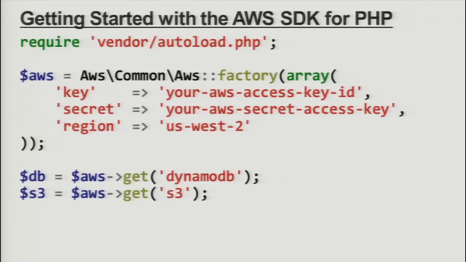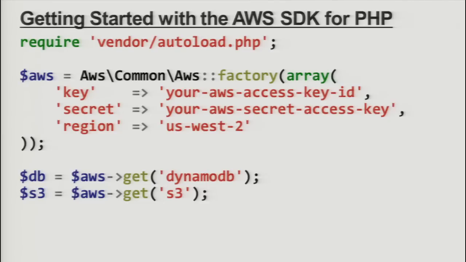And alternatively, rather than passing in an associative array, you could pass in the path to a file, a JSON file that basically has the same keys, if you want to load from disk. So here we are creating a DynamoDB client by calling the get method on the service locator and passing in the name of the client. And then we're getting an S3 client. And both of these are going to use the same credentials and region.